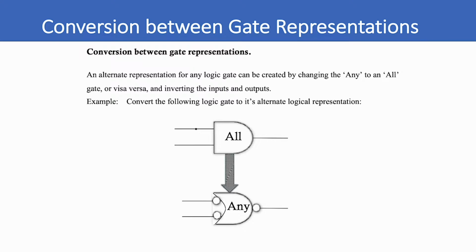Again, you start with whatever you're starting with. In this case, it's an AND gate. We change the ALL to an ANY, and then we invert the inputs and invert the output. So this gate on the bottom says that any input low, because there's a bubble, gives you a low on the output. Any input low gives you a low on the output.